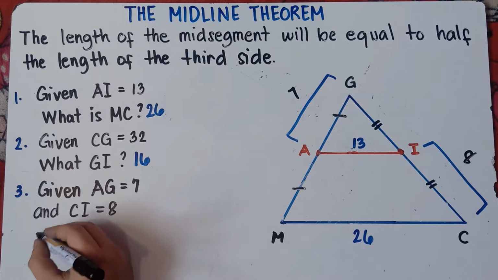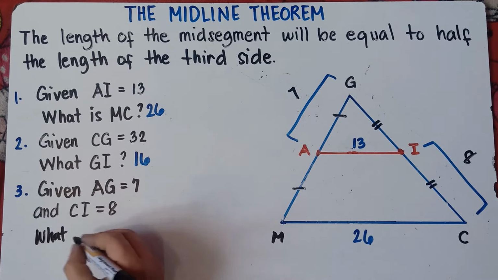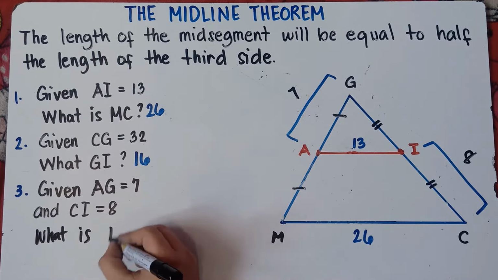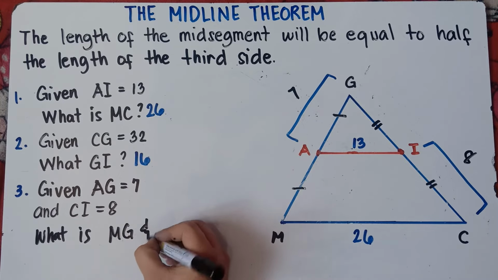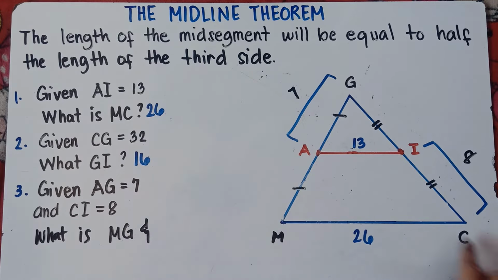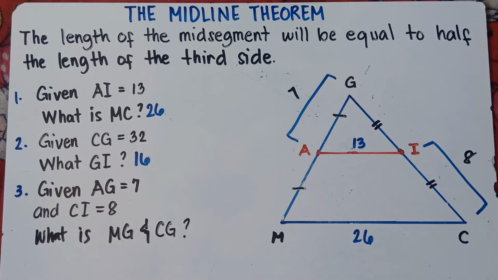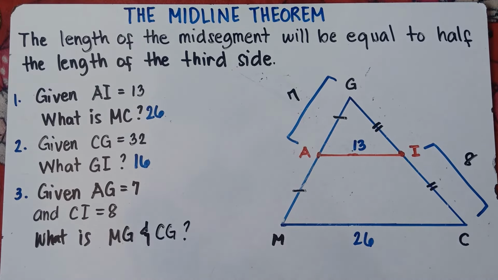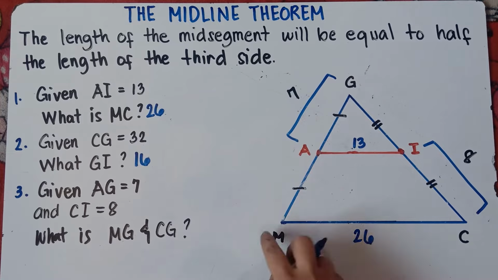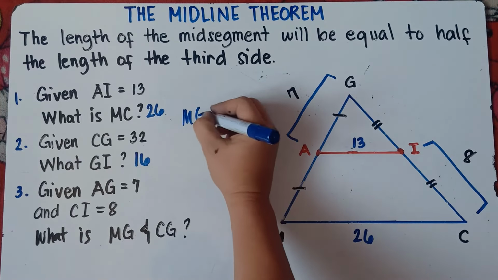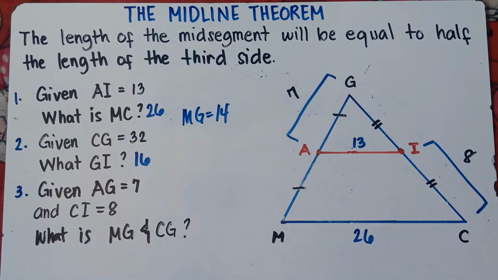The question here, class, is: what is the value of MG and CG? If AG is 7 and CI is 8, what would be the value of MG and CG, class? Could you try that? Therefore, MG will be 14. Why is that, sir?